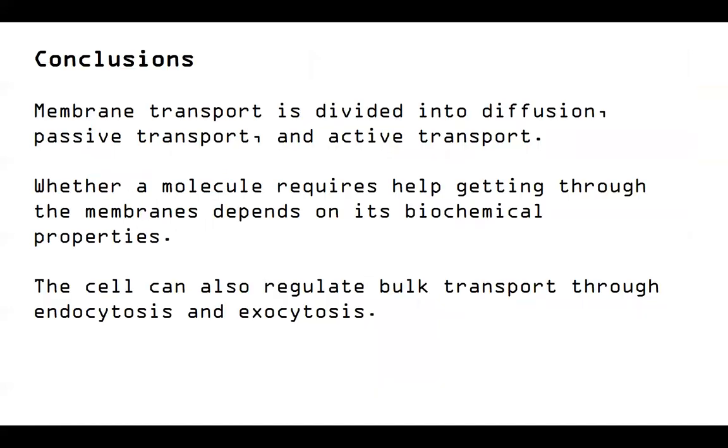So just to conclude, membrane transport generally can be divided on a small scale into simple diffusion, passive transport, which will include carrier proteins and channels of facilitated diffusion, and then active transport. This is when we use ATP, and we're moving against the concentration gradient. Whether a molecule requires help getting through the membrane depends on its biochemical properties. Is it hydrophobic? Is it small? If it has a charge, it's just not going to get through. The cell can also regulate bulk transport using endocytosis and exocytosis, specifically phagocytosis, pinocytosis, and receptor-mediated endocytosis. So we're able to control what we get in the cell.